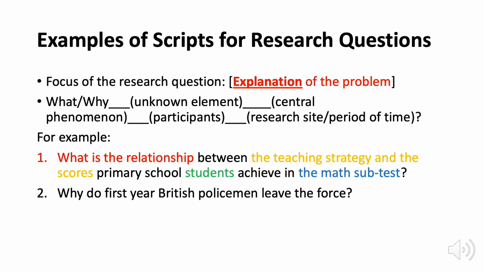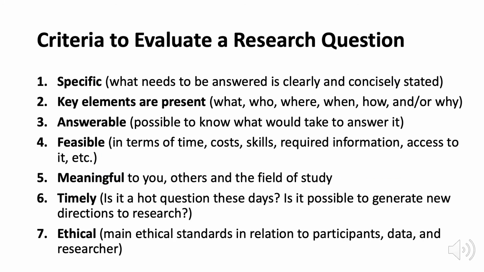This is the fourth and last type of a research question, which intends to seek an explanation of a research problem. For instance, what is the relationship between the teaching strategy and the scores primary school students achieve in the math subtest? Or why do first-year British policemen leave the force? Again, you can see the key elements in different colors. So, these were the four different types of research questions that we discussed.